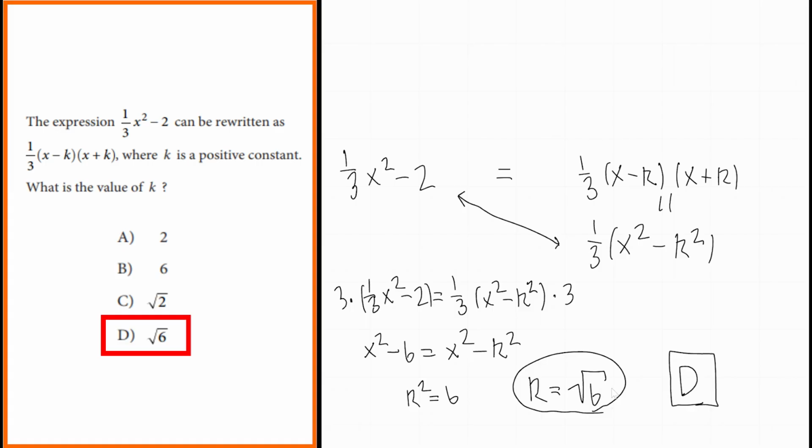If you take the square root of 6, plug it back into this equation for k, and simplify it out, you will end up with 1/3 x squared minus 2.